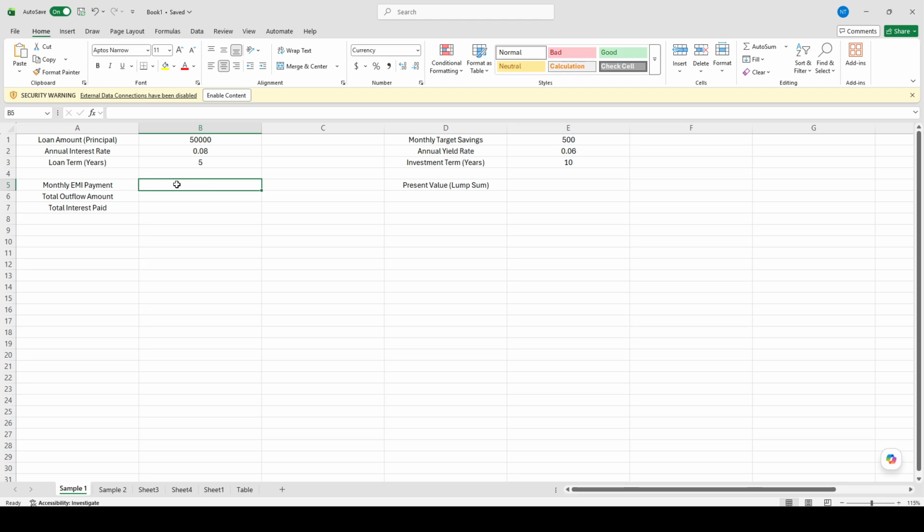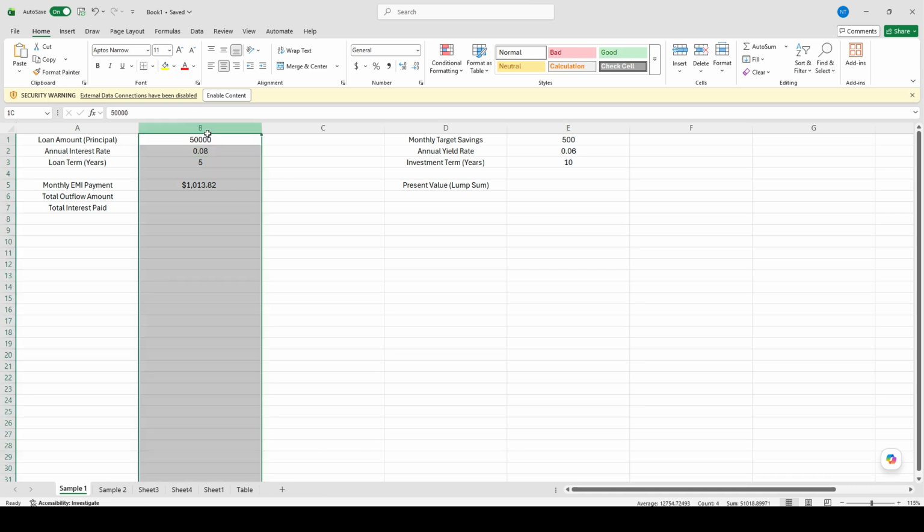With cell B5 selected, type the formula equals PMT, open parenthesis, B2 divided by 12, comma B3 multiplied by 12, comma negative B1, close parenthesis. Then press enter on your keyboard. The full formula is equals PMT, open parenthesis, B2/12, comma B3*12, comma negative B1, close parenthesis.